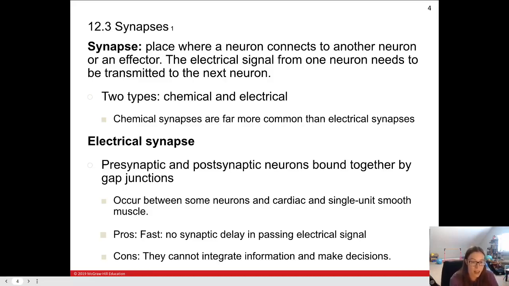But a con is that they can't integrate information and make decisions. So if we have an electrical signal coming from one neuron and it's attached to the next neuron by a gap junction, it has to go. There's no real regulating it.